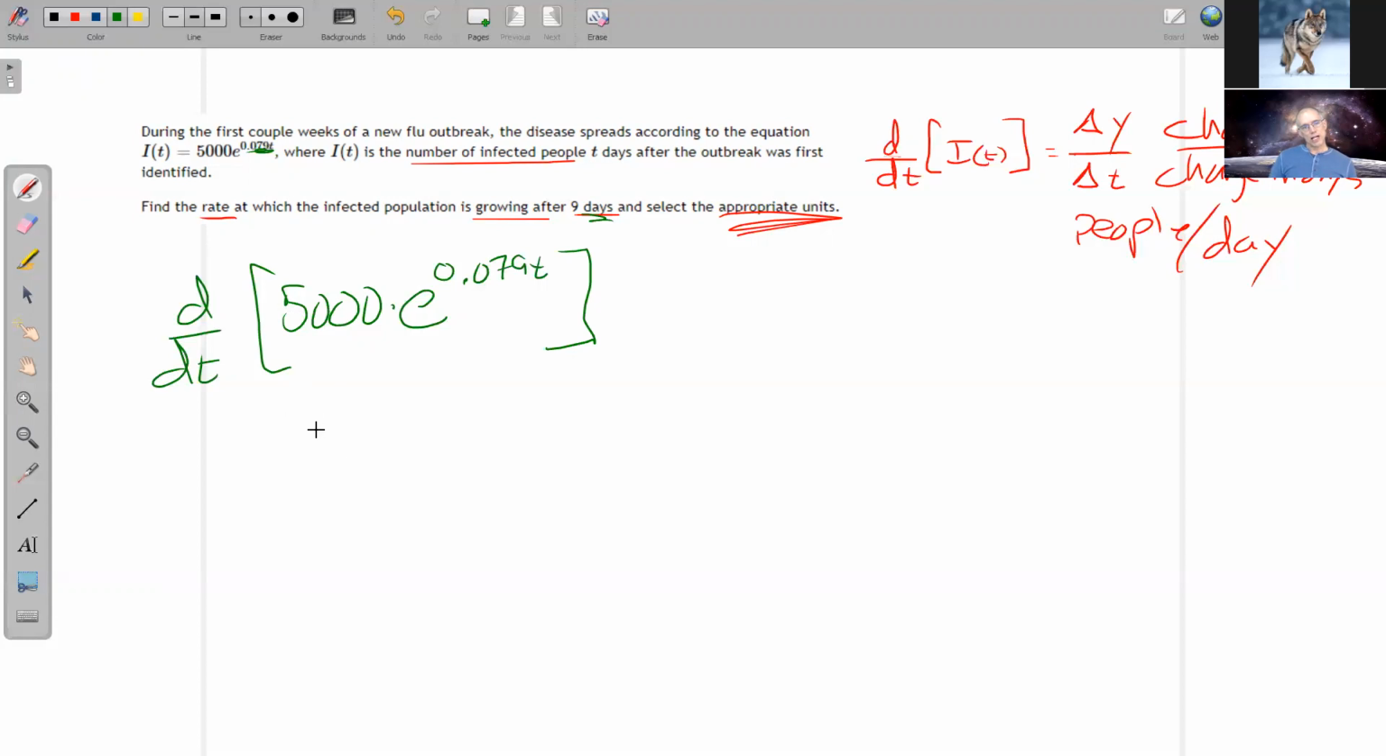So 5,000 is a constant, that just tags along. Derivative of e to a power is e to the power. And then the chain rule says anytime you don't have just an x or just a t here, you've got to multiply by the derivative of this right here. And the derivative of that power is just that value, 0.079. So that's the derivative. We could clean it up by multiplying those two together.